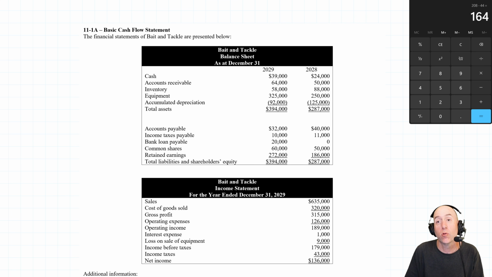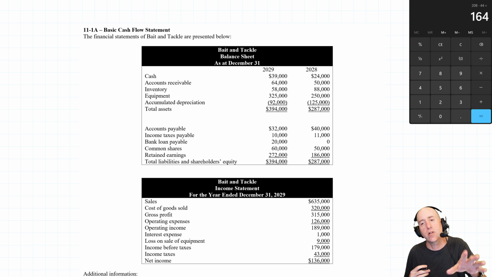So we did the direct method of the operating section. In this video, we're going to do the indirect method. And what the indirect method and the operating section says, okay, the day-to-day business, what were the cash flows generated or spent in this business? The direct method says, here's where my money came from and here's where I spent it.